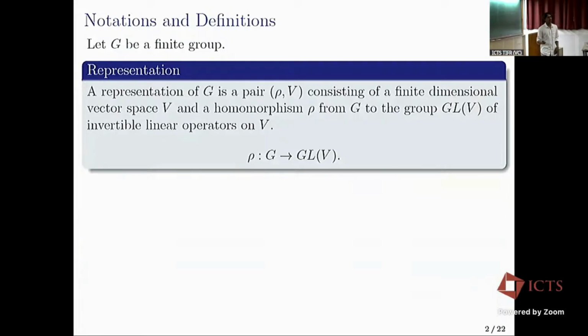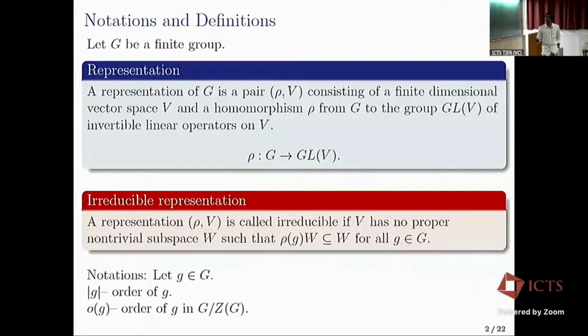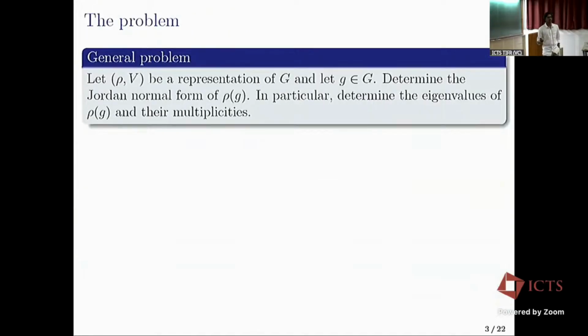But our results will be mostly in characteristic 0. But again, we will be concerned with the irreducible representation, which is a representation where there is no obvious invariant subspace, no G-invariant subspaces. A simple notation: |G| is going to denote the order of G, and O_G will denote the order of g in G mod the center of G.